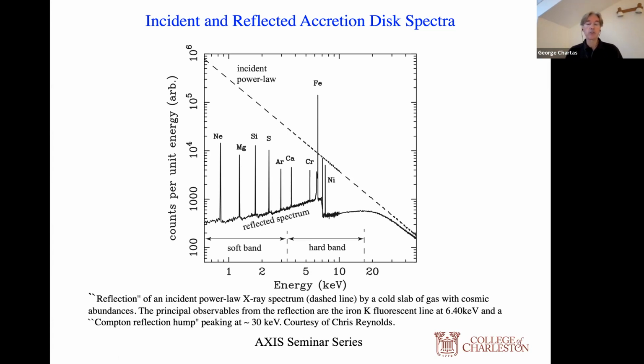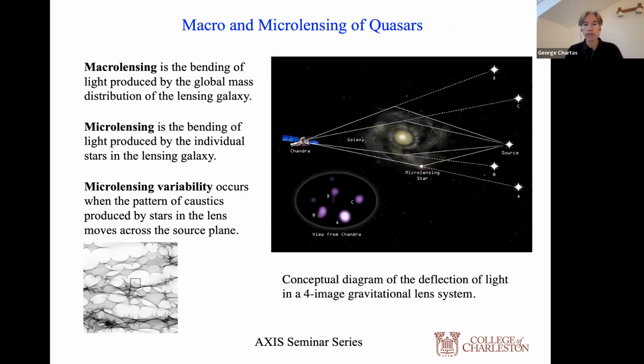There is a suggestion that some of the soft excess seen in AGN may be due to the blurring of these lower energy soft lines. So I'll get back to that later. So let me talk a little bit about lensing, and so I'll describe what macrolensing and microlensing is.